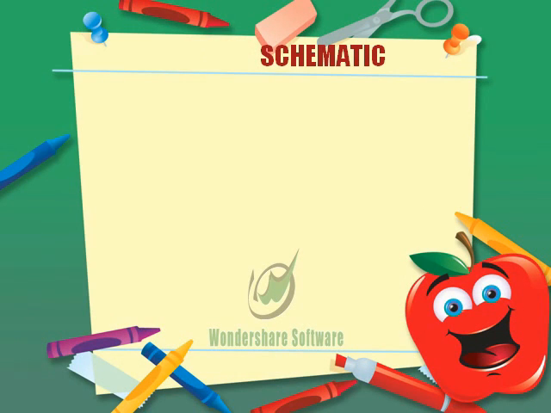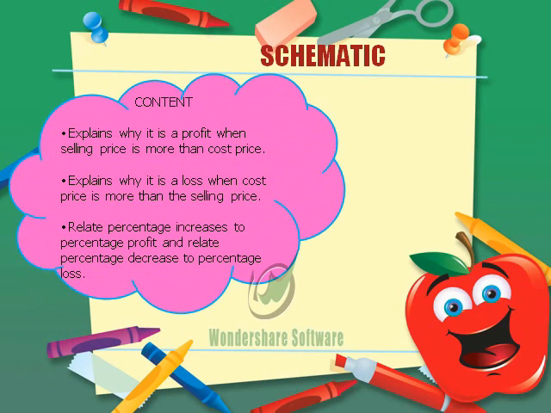The third knowledge dimension is on schematic. The content under schematic is to explain why it is a profit when selling price is more than the cost price, explain why it is a loss when cost price is more than the selling price, relate percentage increases to percentage profit and relate percentage decrease to percentage loss.